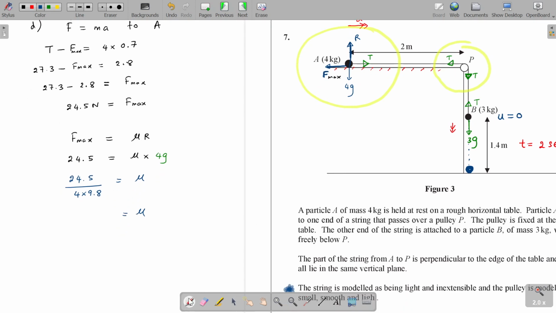Mu, and in this case also the mu value must be given to how many SF? Either 2SF or 3SF: 0.625. I think you directly get 0.625 exactly, right? So you can even leave your answer as 0.63. That is also an acceptable correct answer. Is this clear? Okay, that's the answer for part D. So we'll move to the last part.